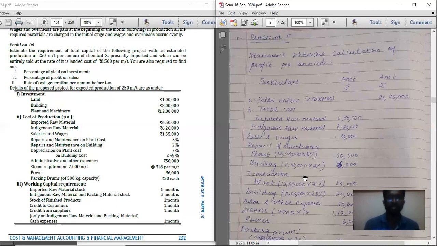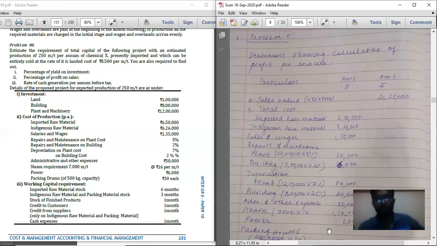Below that depreciation. So depreciation is also on plant and building. Depreciation, below that arrow mark, first arrow mark, plant. What is the plant value? 12 lakhs. So depreciation is 7%. So within bracket 12 lakhs into 7%. Inner amount column put 84,000. 12 lakhs into 7% is 84,000.